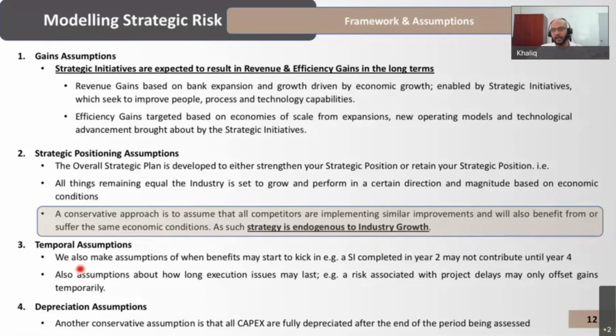Temporal assumptions, of course, in that benefits may not kick in right away. So you would need to model when and where benefits kick in. You may implement workflow technology today, but it may not be at risk until 5 years from now, because those benefits may not be realized until 5 years from now. And depreciation assumptions, I like to take the conservative approach and assume that my CapEx is fully depreciated after my period of analysis. So that's an expense that I would consider in looking at my risk-adjusted cash flows.